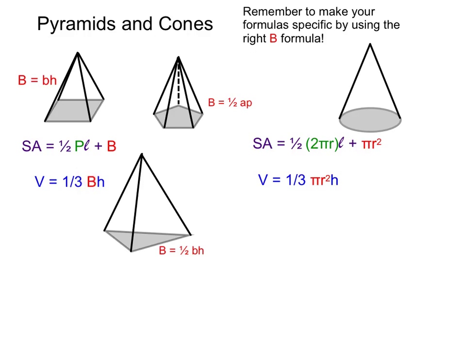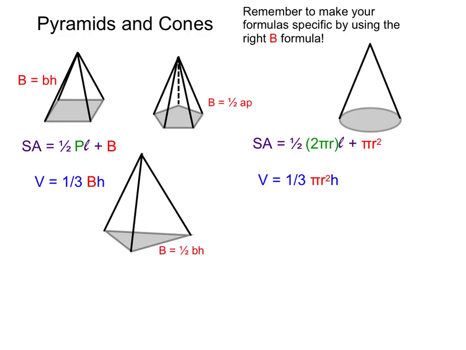Now looking at a cone is just a circle. So similar to what we did in the last slide, I'm going to take my perimeter and change it to circumference. I'm going to take the area of my base and change it to the area of a circle. In volume, area of my base, change it to area of a circle.